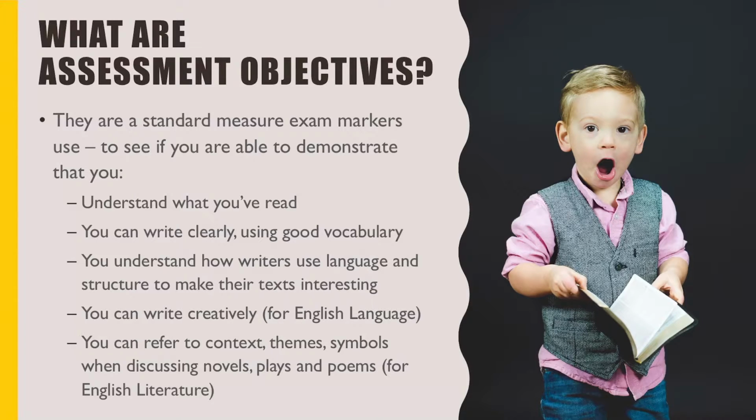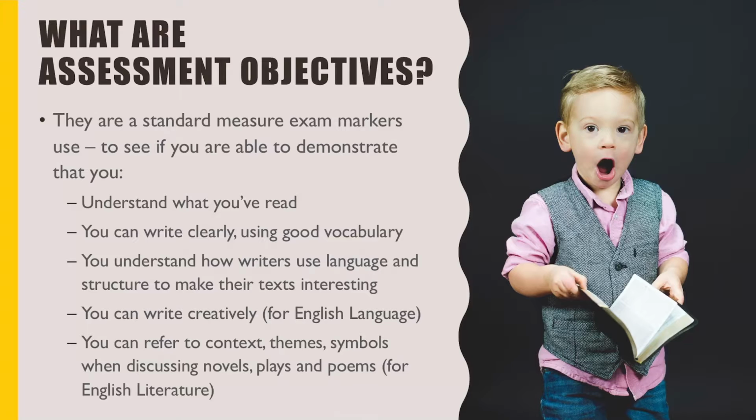So, AOs, what do they really mean? In very simple English, AOs or assessment objectives are just a standard measure that exam markers use to see if you can demonstrate the following in your essays. Number 1, do you understand what you've read? Number 2, can you write clearly using good vocabulary? Number 3, do you understand how writers use language and structure to make the text interesting? Number 4, for your English language paper, can you write creatively? And number 5, for your literature paper, can you refer to context, themes and symbols when you're discussing novels, plays and poems? That's all assessment objectives look for.